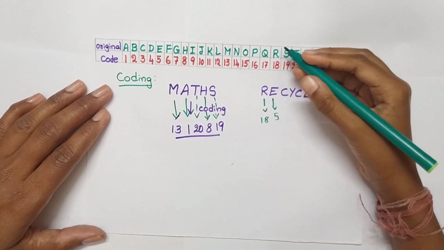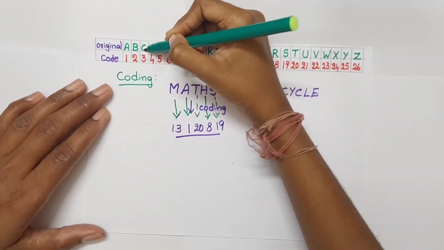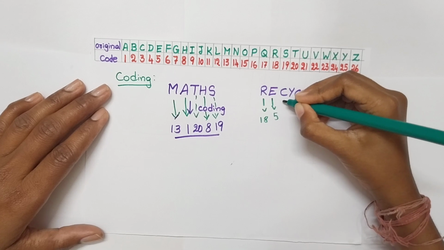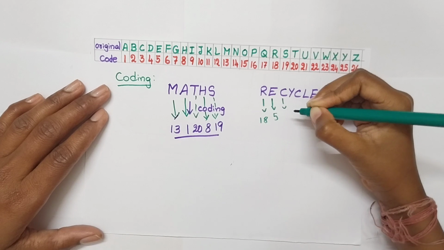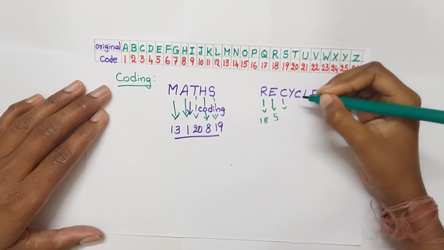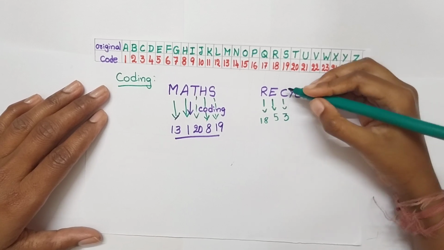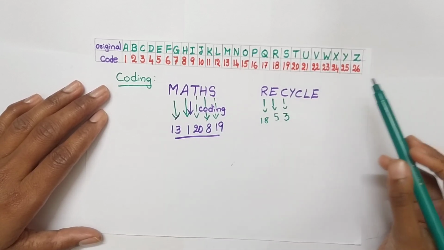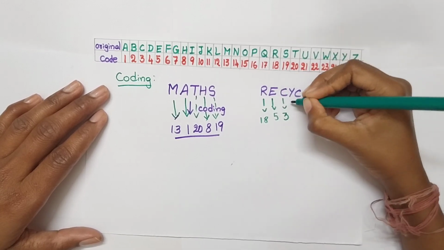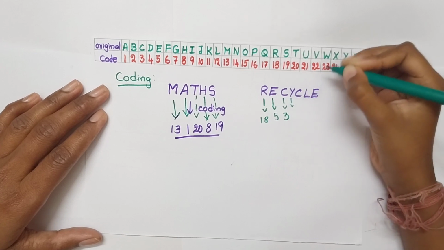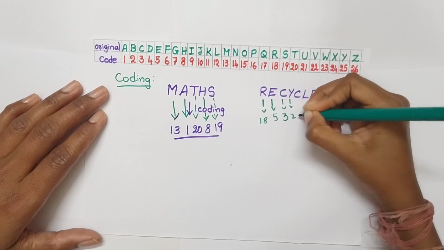Now, where is C in the first line? Here is the C in the first line. So we have to code the C. The code number for the C is 3. Right, like this. Now, where is Y in the first line? Here is Y in the first line. So we have to do coding for the Y. Instead of Y, we have to write 25.